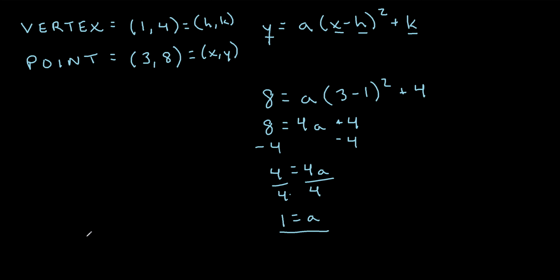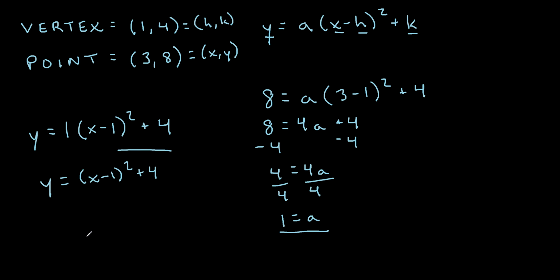So we can write our final answer as y is equal to 1 times (x minus h), where h we said is 1, squared, plus k, where k we said is 4. And if we'd like, we don't even have to include this 1 out front. So we can write our final answer as y equals (x minus 1) squared plus 4. This is the equation of the parabola.